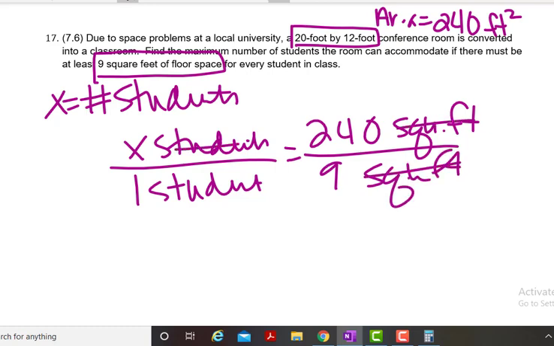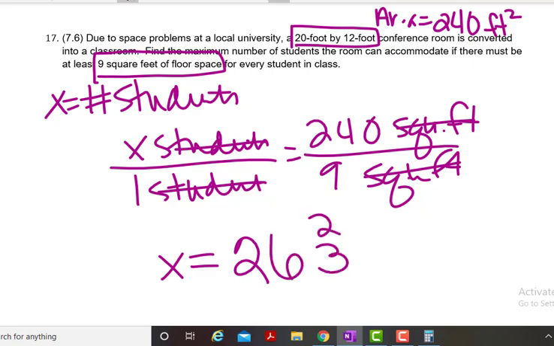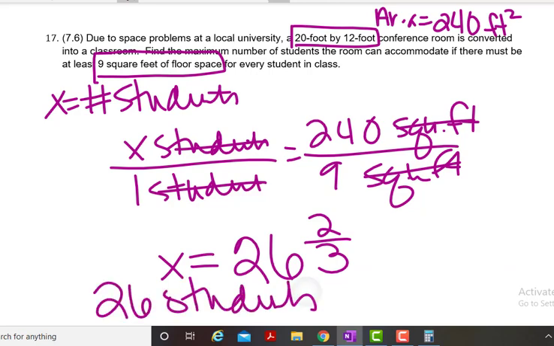Notice how the units would cancel. X divided by 1 is an X, and 9 goes into 240, 26 and 2/3 times, or 26 students can be accommodated.